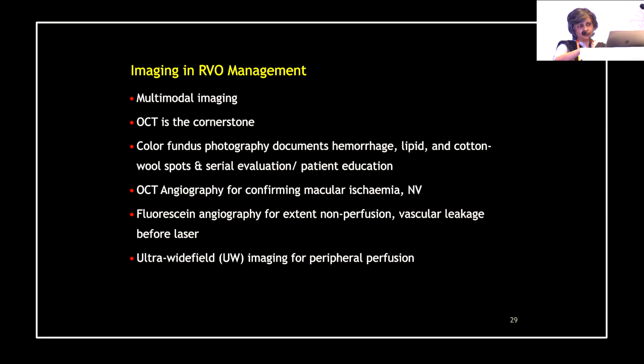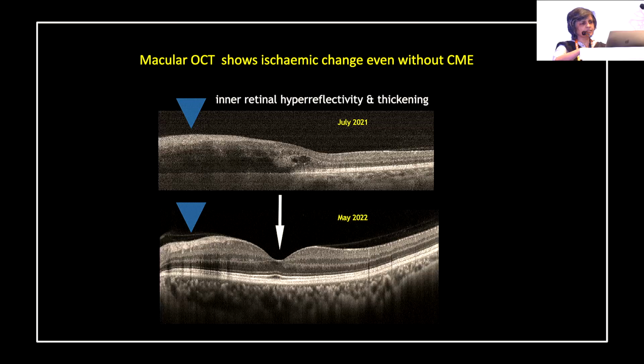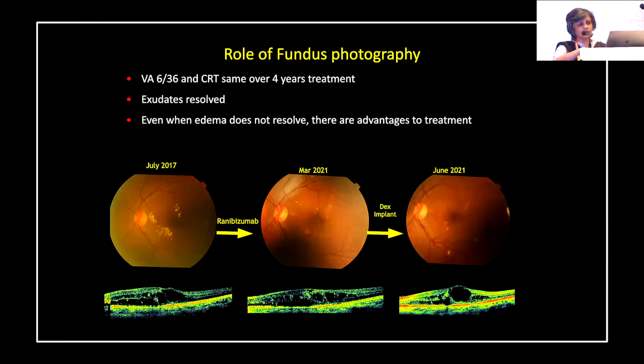Imaging in retinal vein occlusion: multimodal imaging is required with all these modalities. The OCT shows us not only edema but also ischemia, the hyperreflectivity that you see. Photographs are very important for capturing exudates and hemorrhages, which are not captured by the OCT that well.